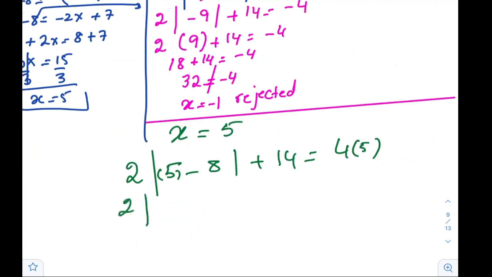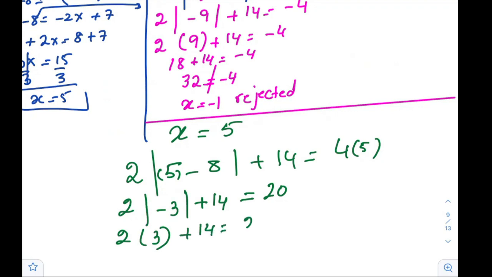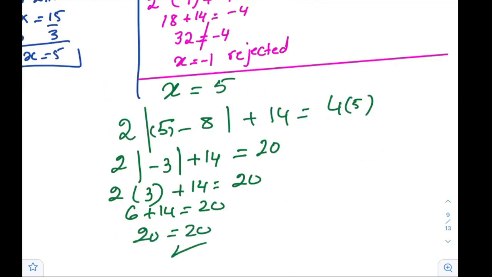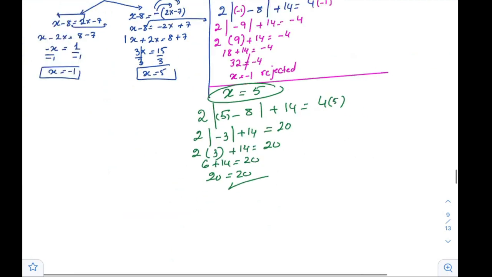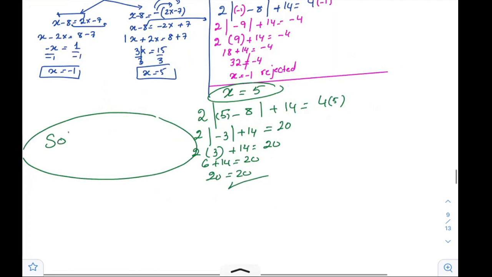So 2, absolute value 5 minus 8 is negative 3. 4 times 5, 20. 2 times absolute value of minus 3 is positive 3. Plus 14 is equal to 20. 2 times 3, 6. 6 plus 14 is 20. Of course, yes, 20 is equal to 20, correct? So we have to take only one solution. So the solution, don't forget at the end to write that the solution is only x equals to 5.